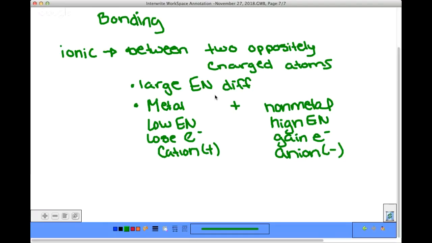So an ionic compound, these are kind of the characteristics of it. It's going to be between a metal and a nonmetal. The oppositely charged particles are then going to attract to each other, and they're going to form a bond.